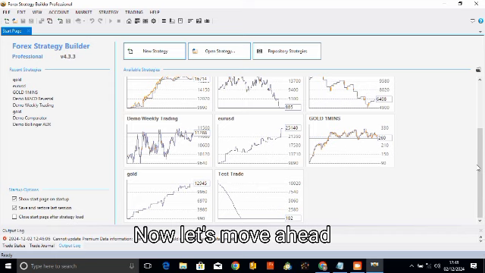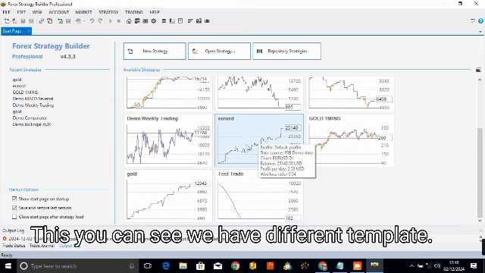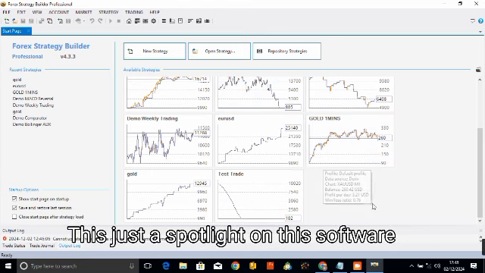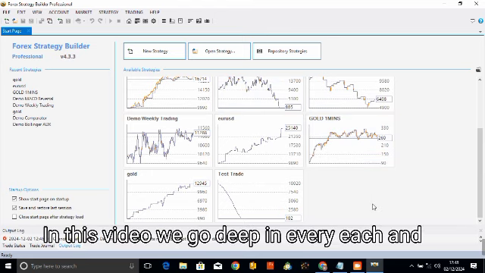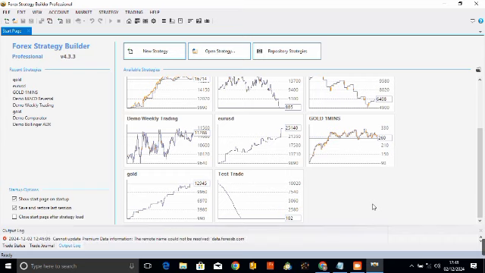Now let's move ahead. Here you can see we have different templates. This is just a spotlight on this software. In the next video we go deep into each and every one of them.